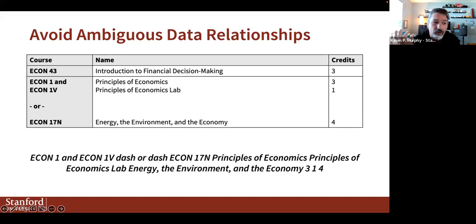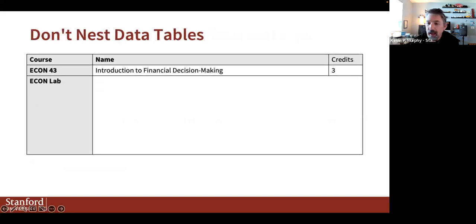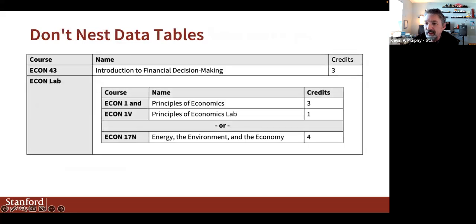How can you tell that Econ 17 is a 4-credit class? You can't, because this is a very ambiguous data relationship between the header cells and the data cells. It's not a single line item for a piece of information. So some people will come along and say, oh, I have a solution for this. I'll build a table, and then I'll stick another table inside it for that bit of information.